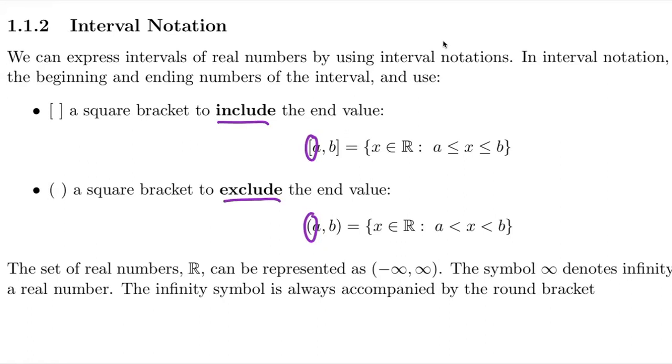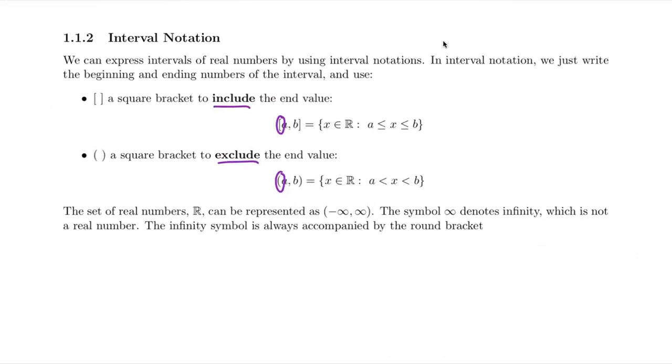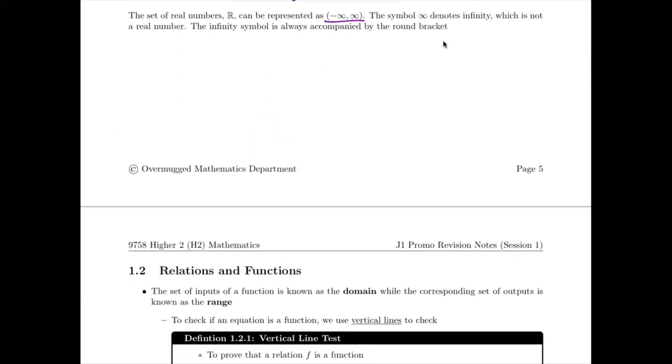So these are important things. For example, when you're writing your domains, when you're writing your ranges, you must use the correct brackets. So be careful, don't make careless mistakes here. For the infinity symbol, remember that infinity is an idea. It's not a mathematical number. You have to use the circular brackets. You cannot use square brackets. You will get it wrong. Okay. Super simple concept. Okay, let's move on.